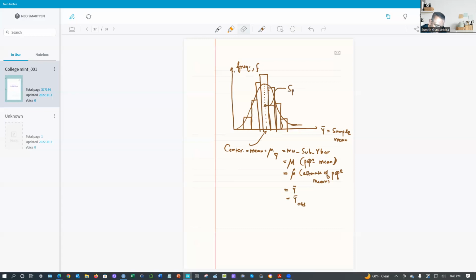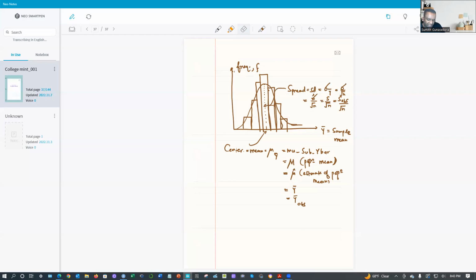In addition, you have the spread, which is nothing but the standard deviation. The standard deviation is sigma y bar, which is sigma over square root 10. Sigma is not available, so I'm going to use its estimate, sigma hat over square root 10. That means the sample standard deviation is replaced by the observed sample standard deviation divided by square root 10.